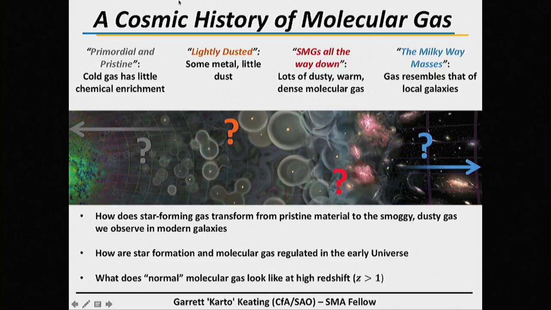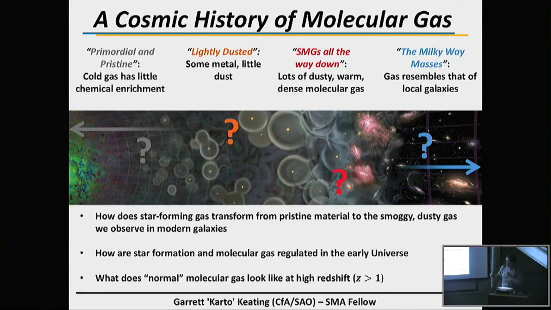All right. So, hi, everyone. My name is Garrett Cardo-Keating. I'm an SMA fellow from just across the street here at CfA. My main research interest right now is trying to understand the evolution of molecular gas over cosmic time, in particular how it goes from very primordial and pristine gas from the very first galaxies post-recombination to the very smoggy, dusty material that we see in our local modern galaxies.